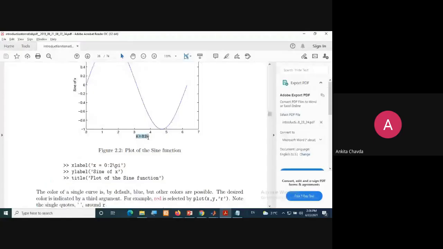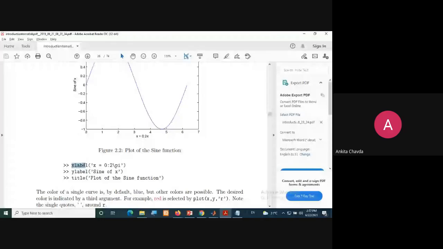I want to put the label onto the x-axis. So there is a function, xlabel. It's very easy to remember. Xlabel, and then a single quotation to write whatever you wish to print over there.